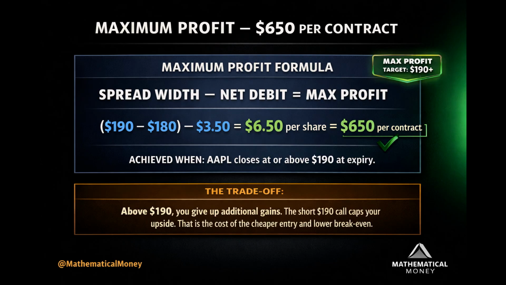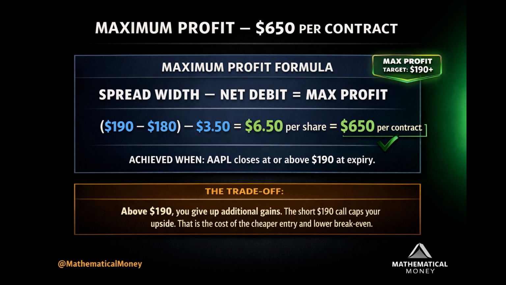The formula: spread width minus net debit. In this trade, the spread is $10 wide, the distance from the 180 strike to the 190 strike. Net debit paid, $3.50. Maximum profit, 10 minus 3.50, equals $6.50 per share, or $650 per contract. You achieve maximum profit when Apple closes at or above 190 at expiry.